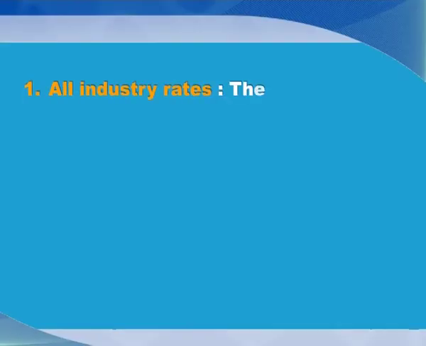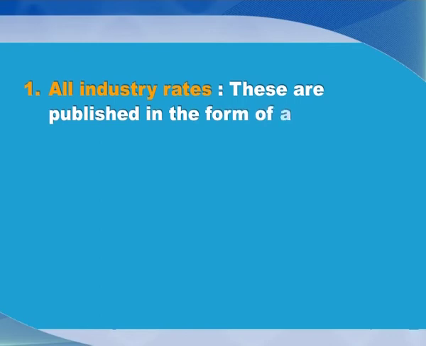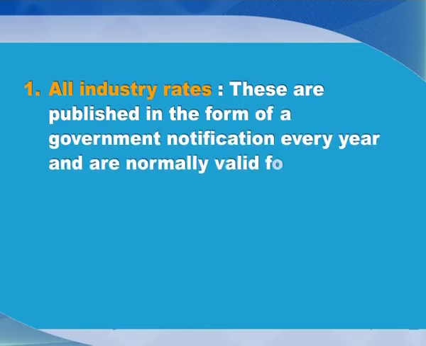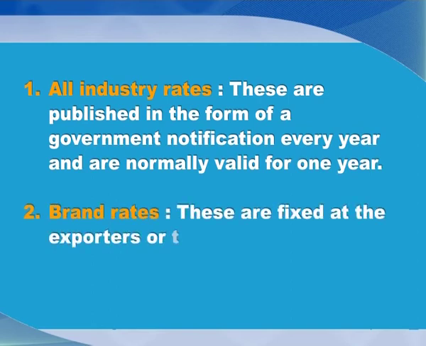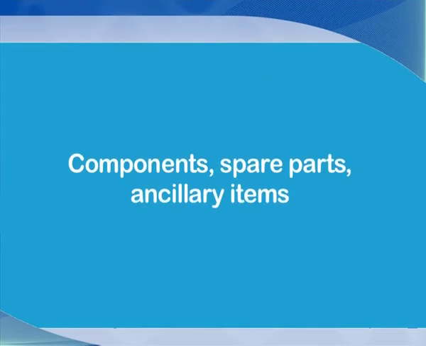The exporter should be aware of two types of drawback rates. First, all industry rates. These are published in the form of a government notification every year and are normally valid for one year. Second, brand rates. These are fixed at the exporter's or the manufacturer's request. Components, spare parts, additional items.